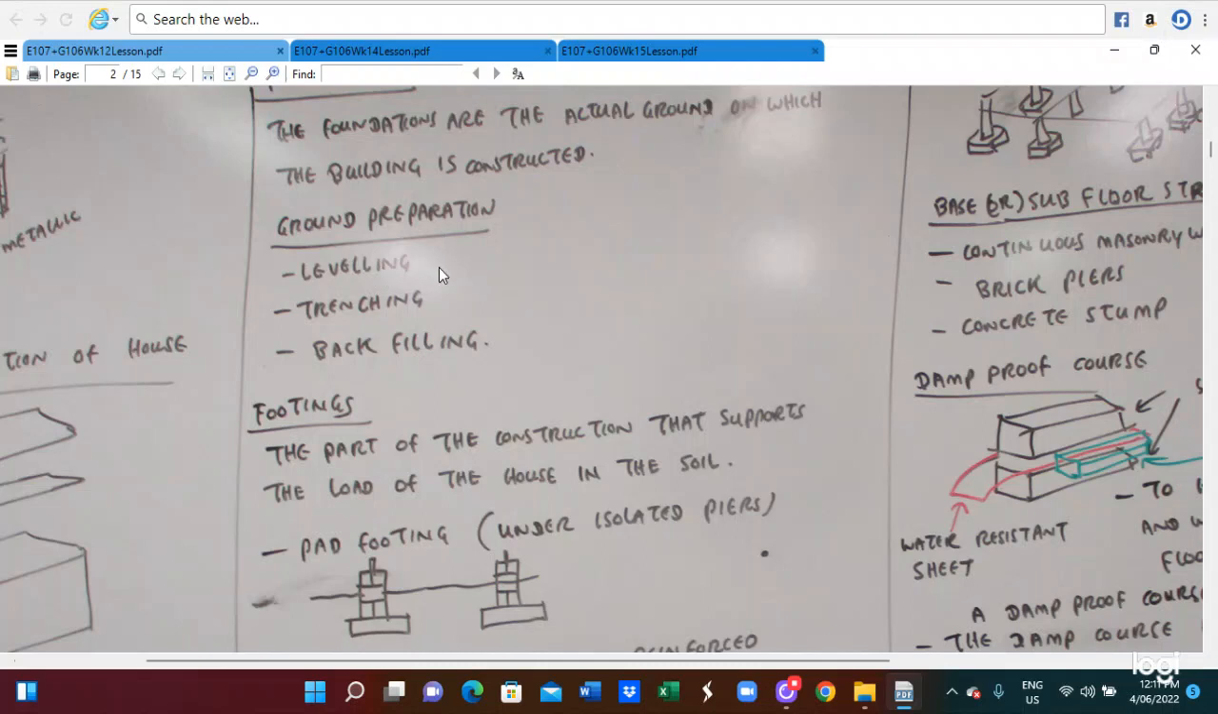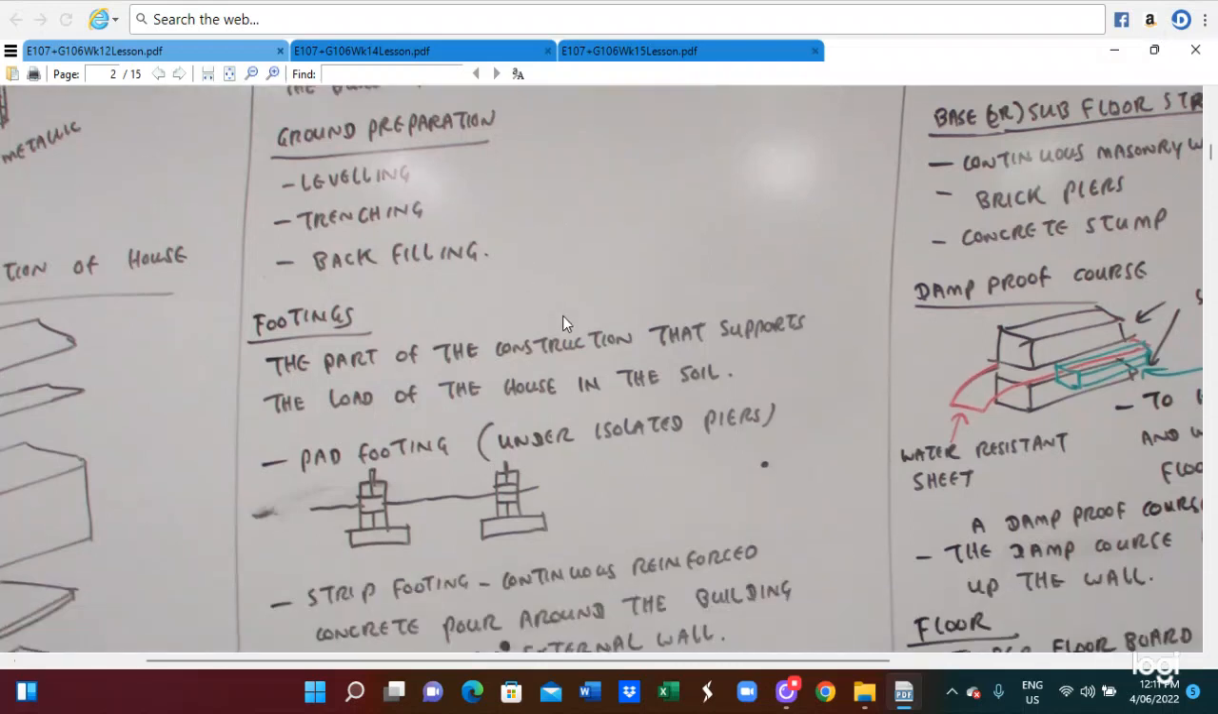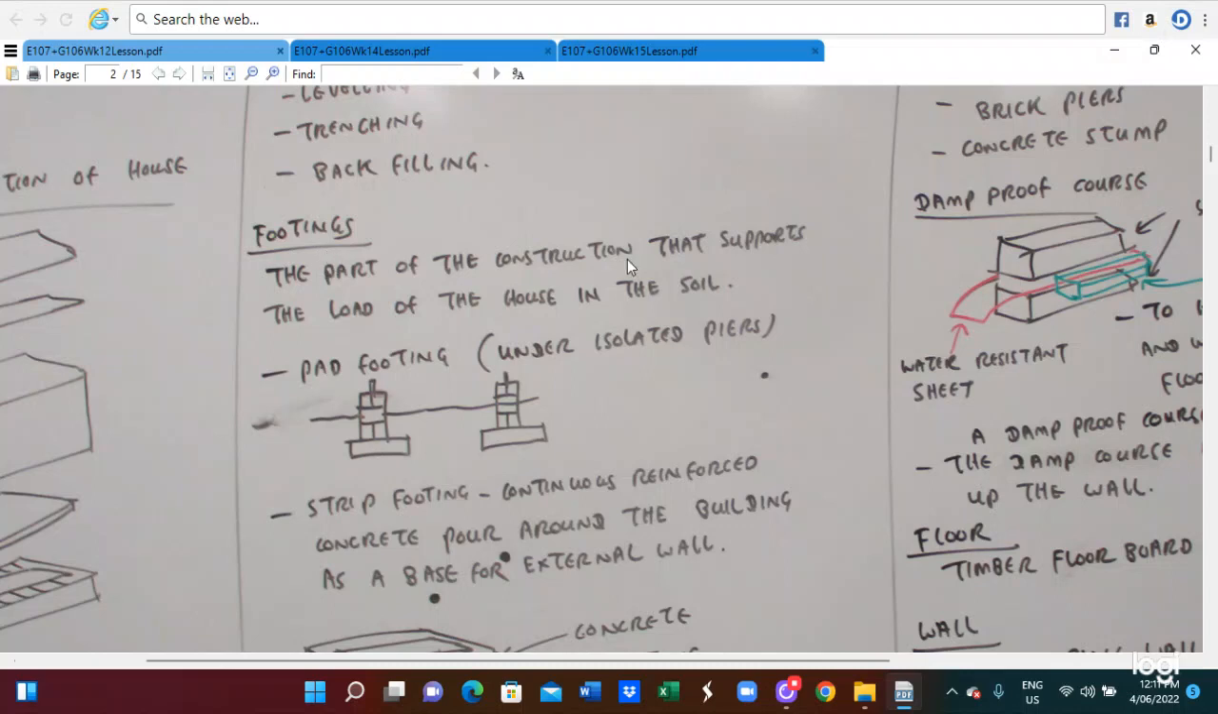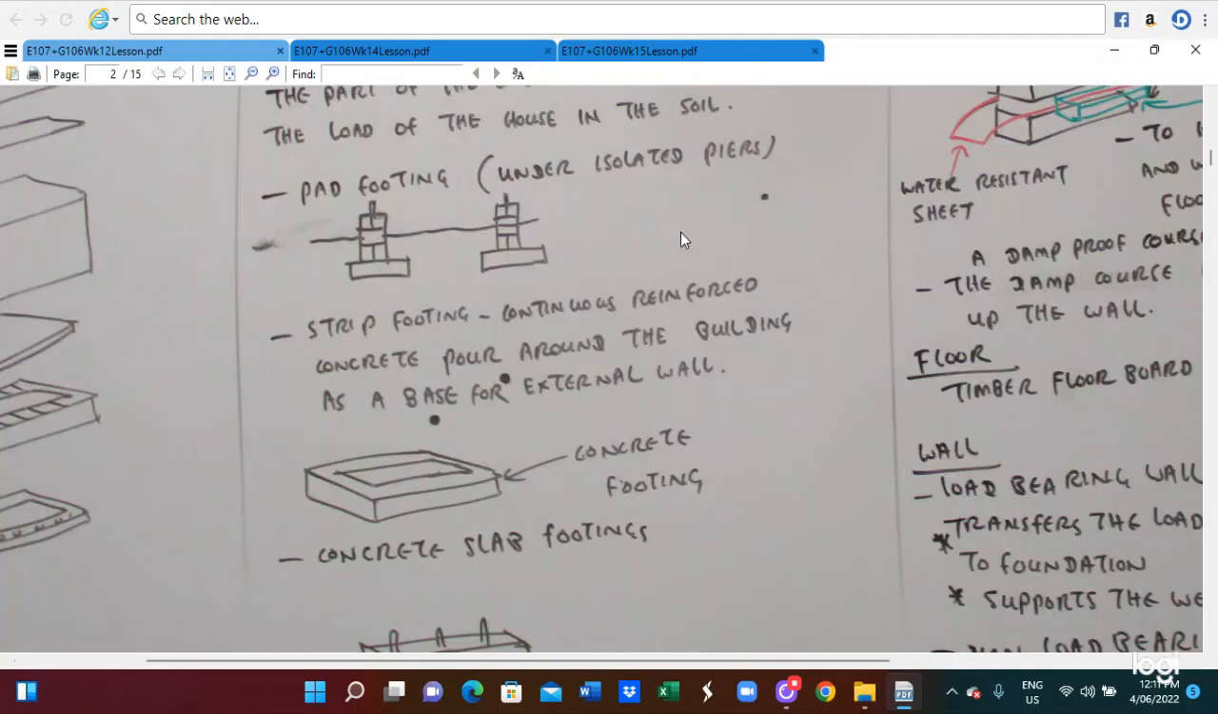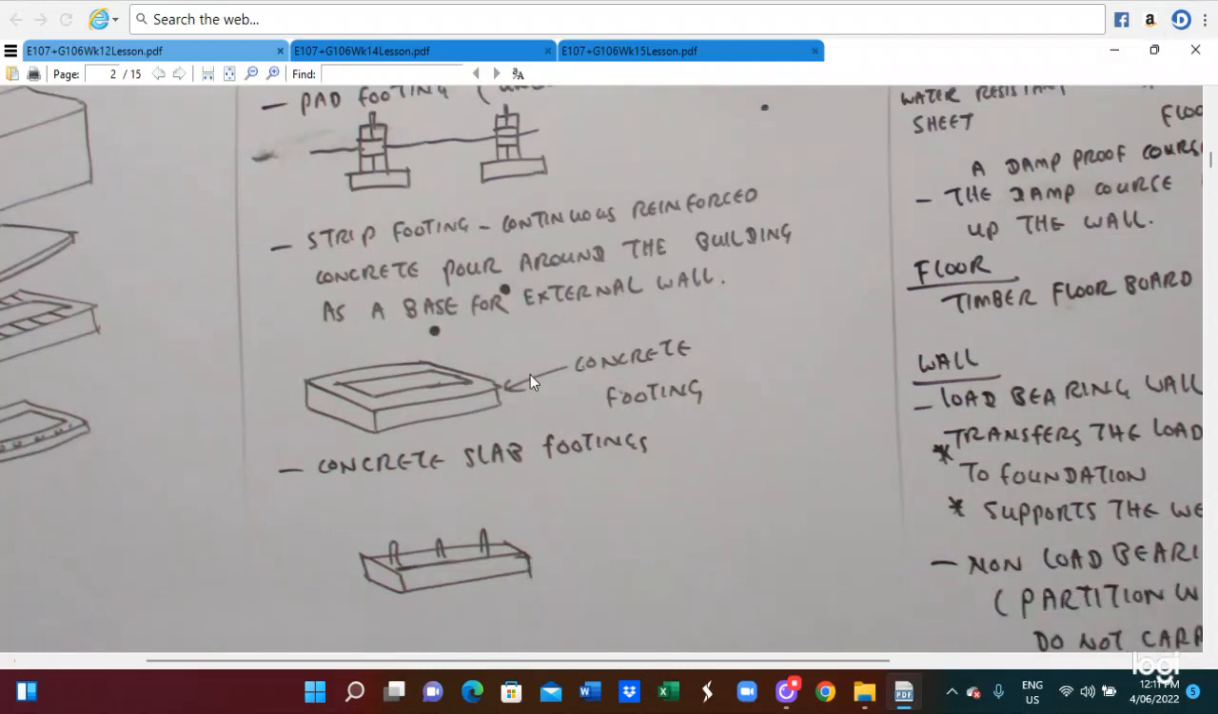Firstly, we need to do the leveling, trenching, and backfilling, which are important. The footing needs to be erected. The part of the construction that carries the load of the house into the soil is the footing. So this is the pad footing, this is the isolated pier, and this is a strip footing. These footings are reinforced concrete poured around the building as a base for the external wall.